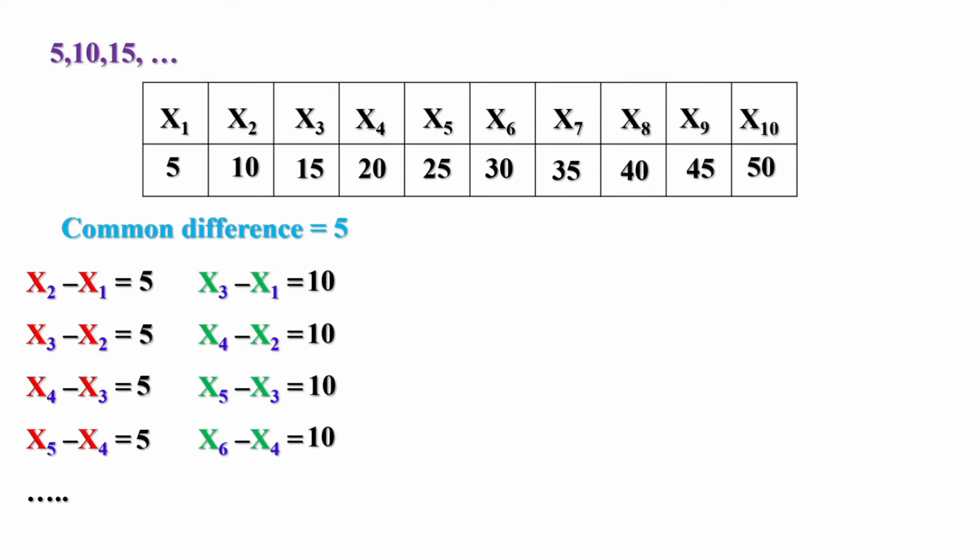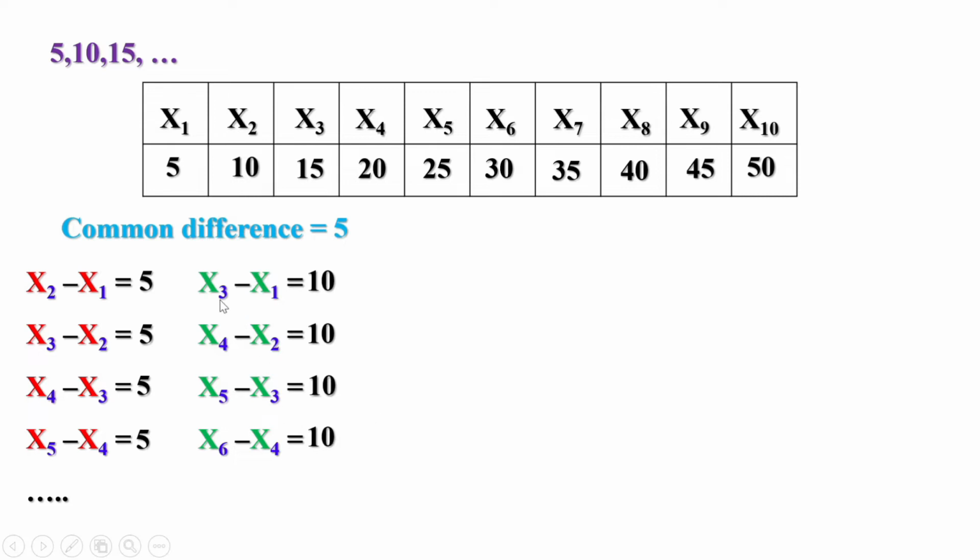Is it related to the common difference? Of course, it is 2 times 5 or 2 times common difference. So we can see that the difference between alternate terms of an arithmetic sequence is 2 times common difference.